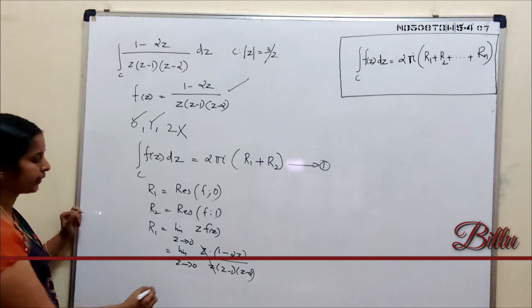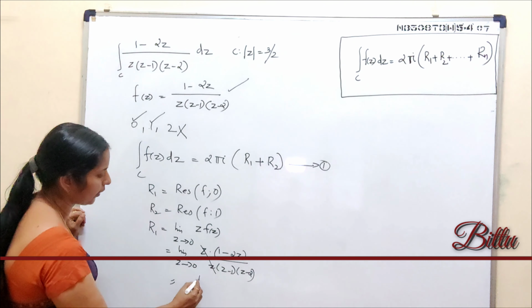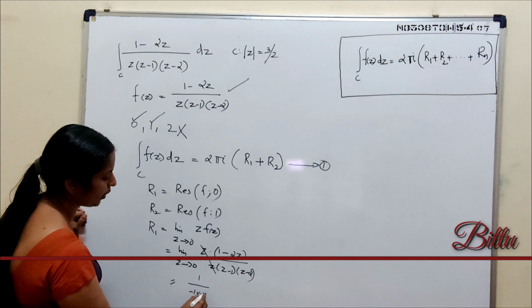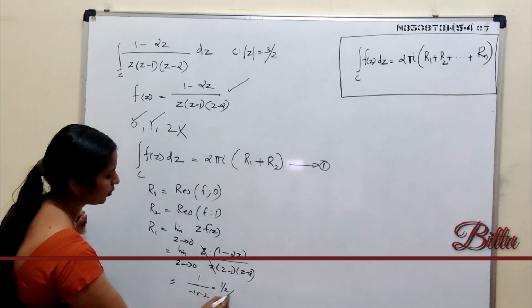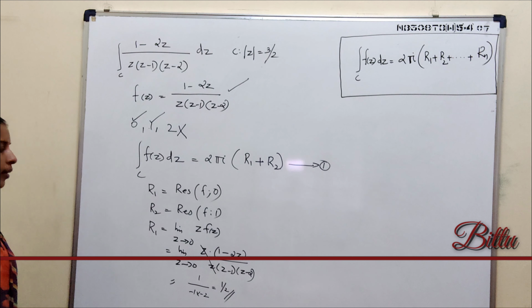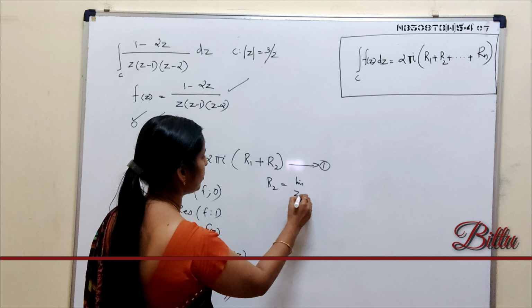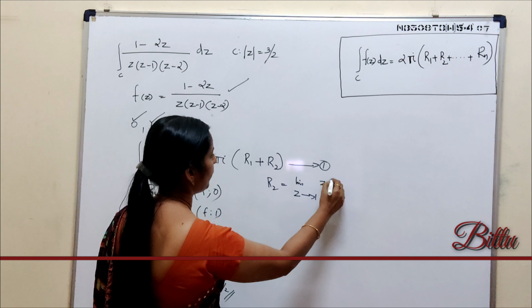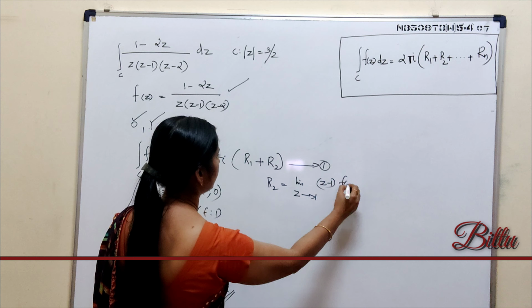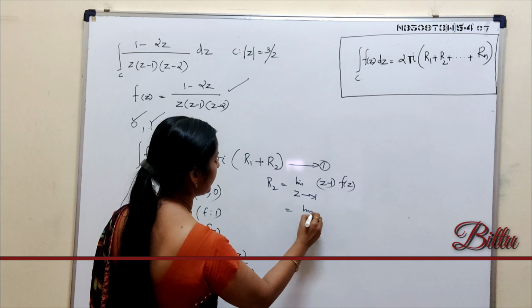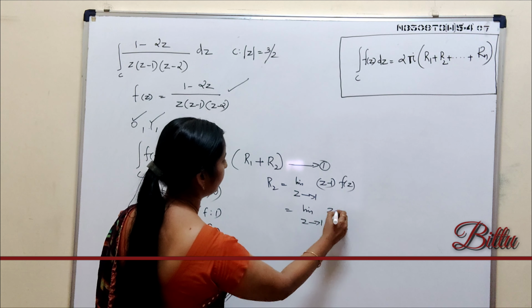These two z will cancel. You put z equal to 0. Numerator is 1, denominator is minus 1 into minus 2. That is 1 by 2. So R1 is half. Similarly, R2 is limit z tends to 1 of z minus 1 into f z. You replace f z and make a cancellation here.